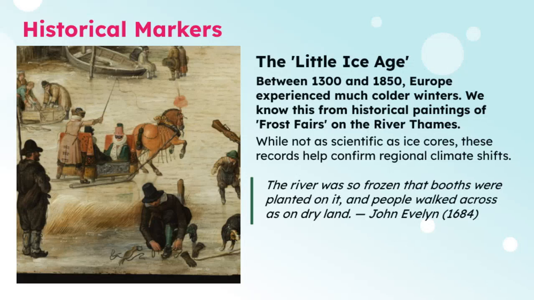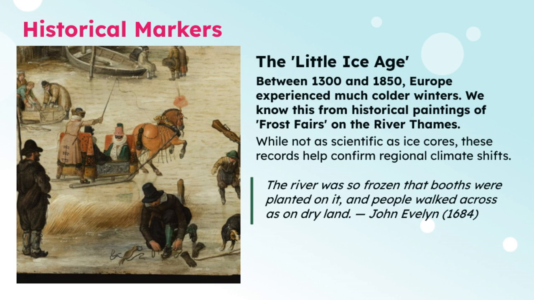Now let's look at another type of evidence, historical records. The slide mentions the Little Ice Age. This was a period between around 1300 and 1850 when parts of Europe experienced colder winters. We know about this from written records, paintings, diaries, and accounts of unusual weather. One famous example is the River Thames in London freezing over. During some winters, frost fairs were held on the frozen river.